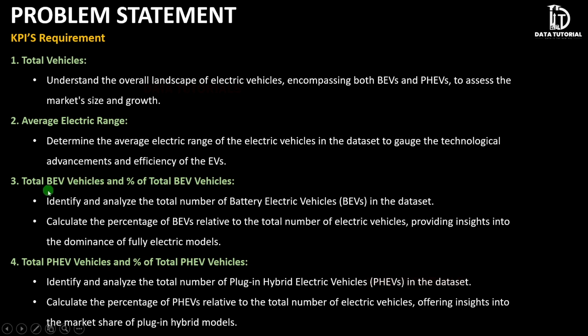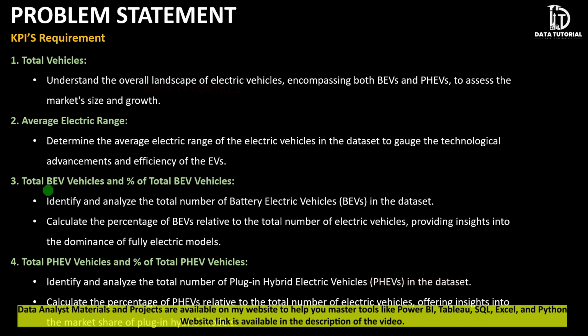Then third, we will be finding out total BEV vehicles and the percentage of BEV vehicles. BEV is nothing but battery electric vehicle, which is completely operated on battery. We know that there are some hybrid vehicles which are operated on a combustion engine also, whether a petrol or gasoline engine, and with respect to that, they provide some batteries as well. That is called a hybrid engine.